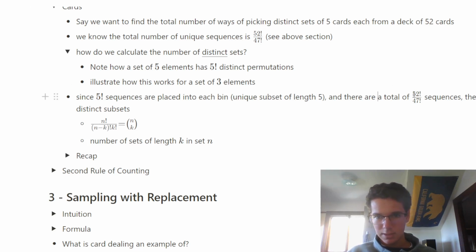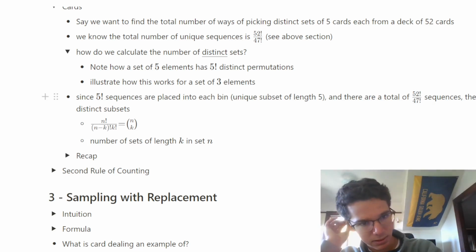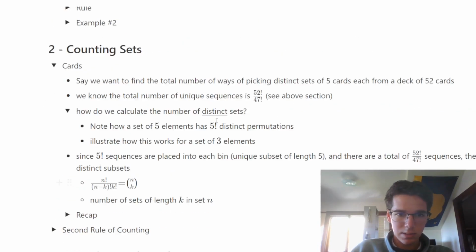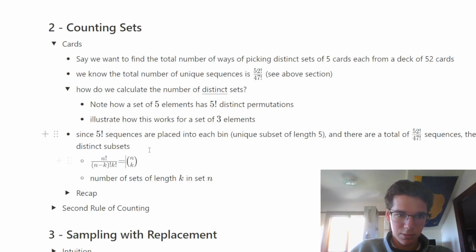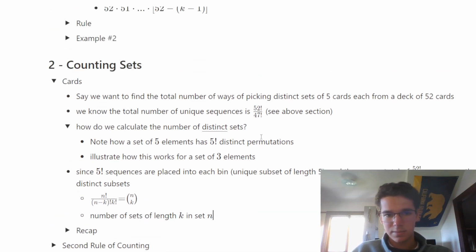So again, this is the total number of sequences. If there are 5 factorial possible different bins, then this is just the equation that we're going to generate, which is n choose k. That's how you say that. It's the number of sets of length k in set n, and k is a subset of n.